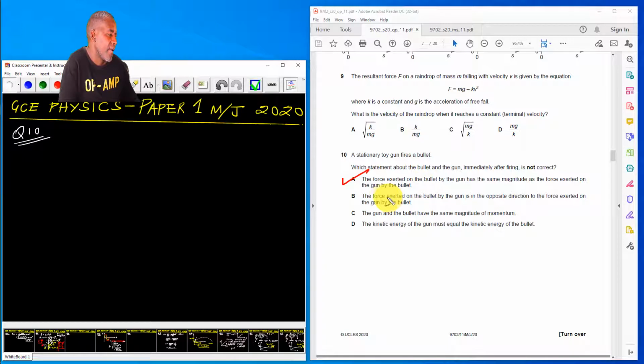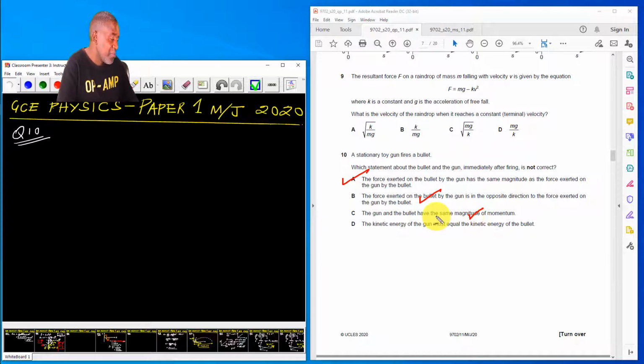B, the force exerted on the bullet by the gun is in the opposite direction to the force exerted on the gun by the bullet. That is correct because it's about the direction of those forces. They're just emphasizing Newton's third law. C, the gun and the bullet have the same magnitude of momentum. Yes, magnitude, yes, but their directions are opposite.